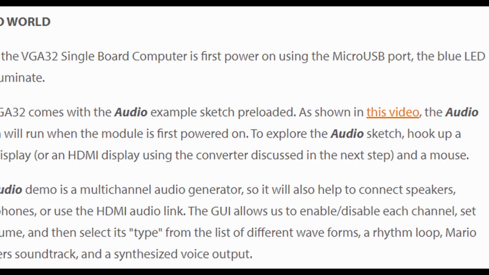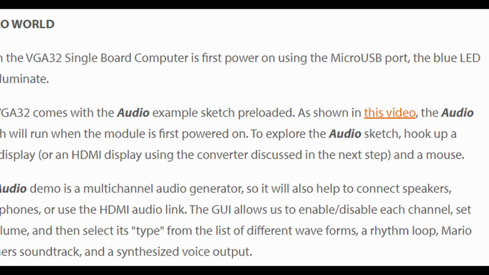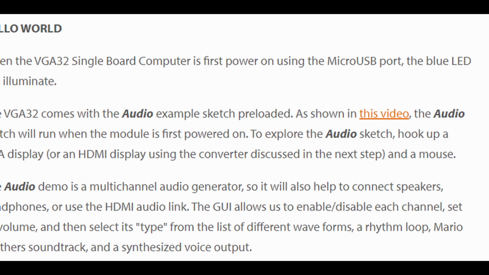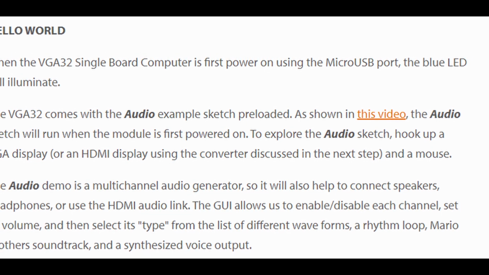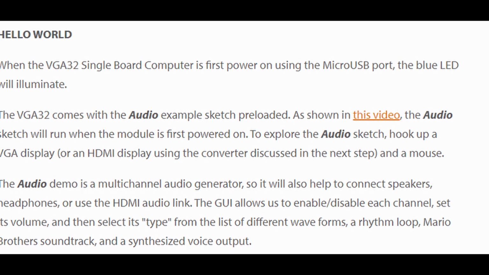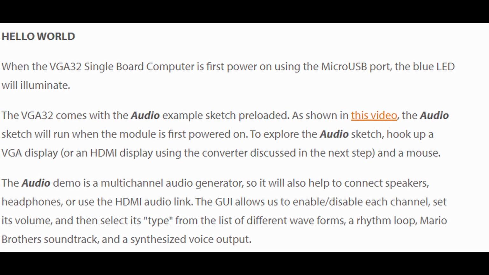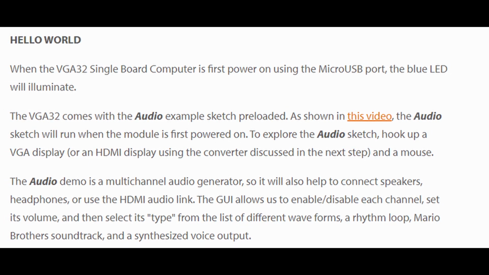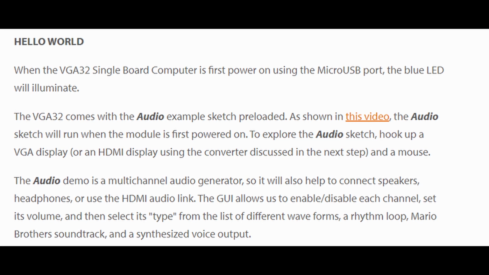Okay, as we follow along with the Instructables page, the first thing we're gonna try is this Hello World thing. And this code is already on the VGA32 as we get it out of the box, so we don't have to use Arduino or anything yet to put code on it. This is just a good base level thing to make sure we have everything hooked up, and in this case, to see if we can hear any sound, as well as see if our mouse is working.